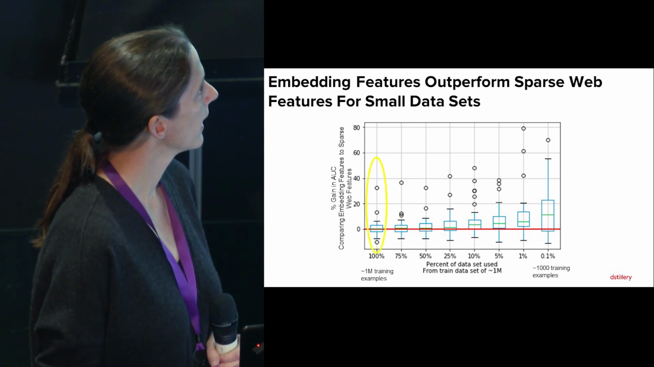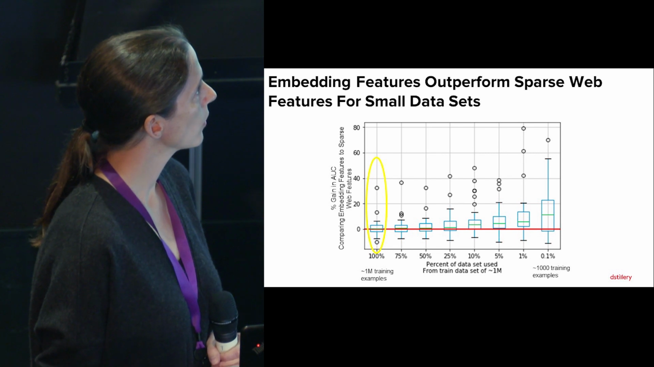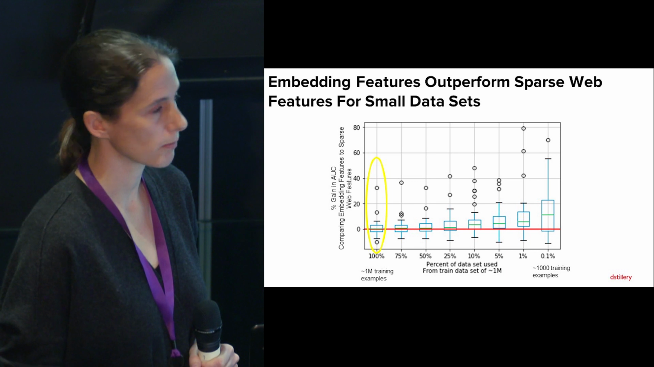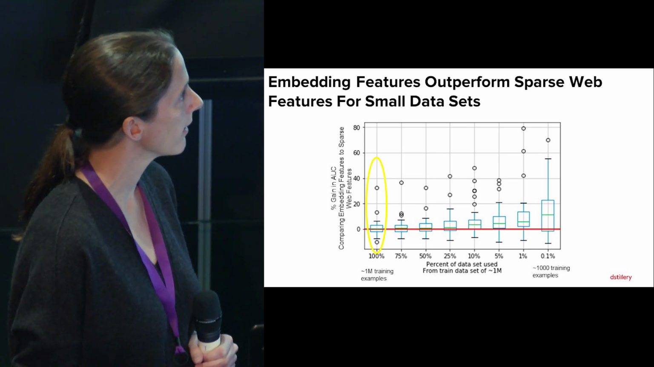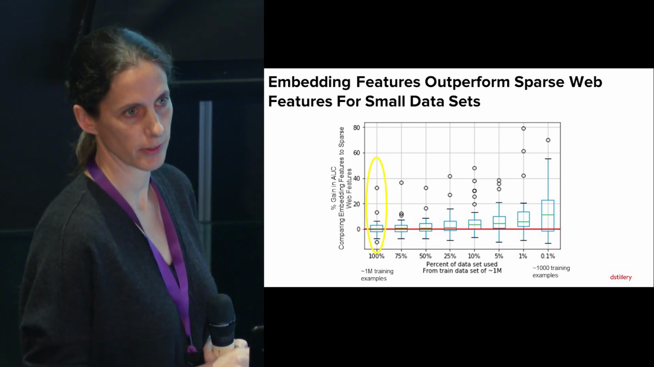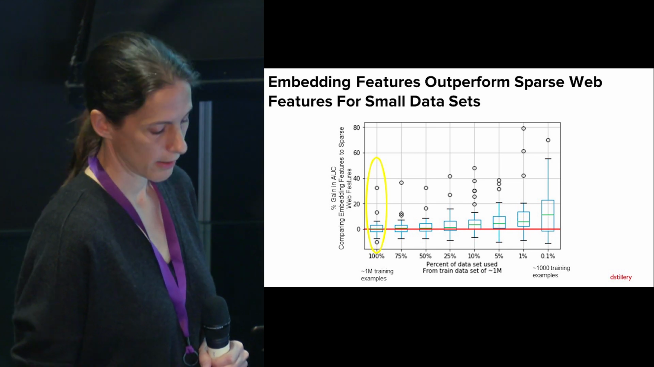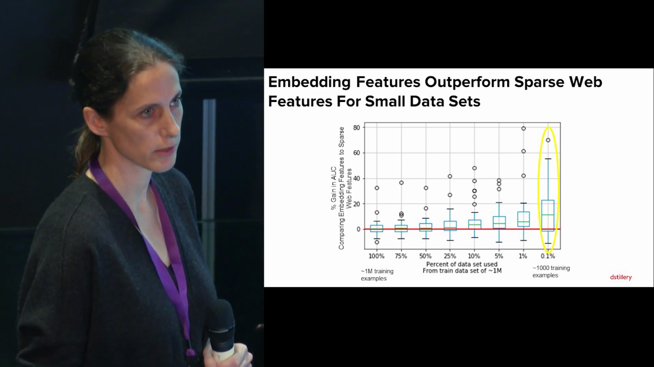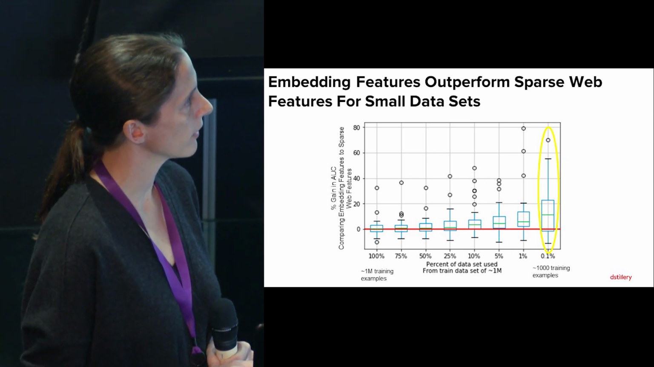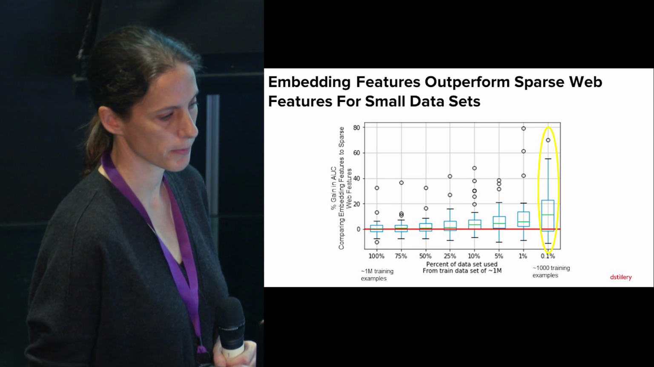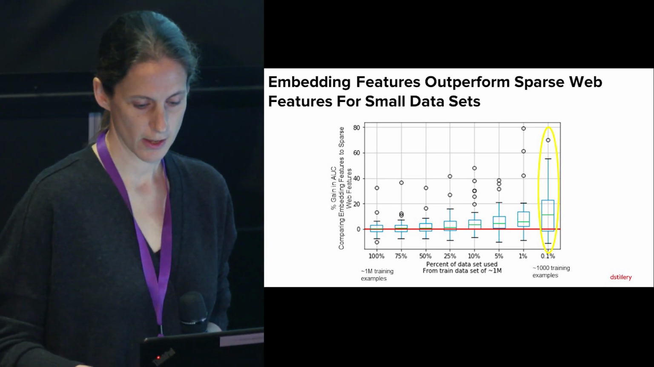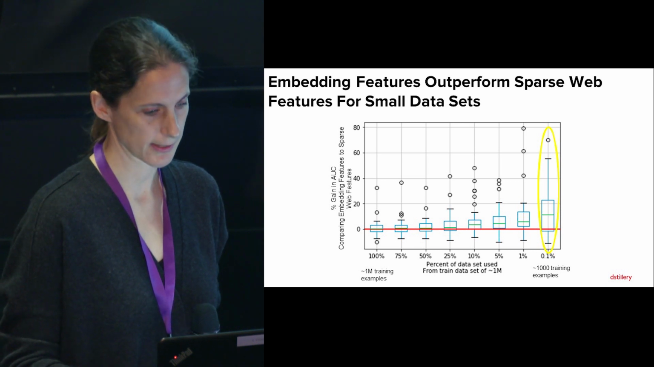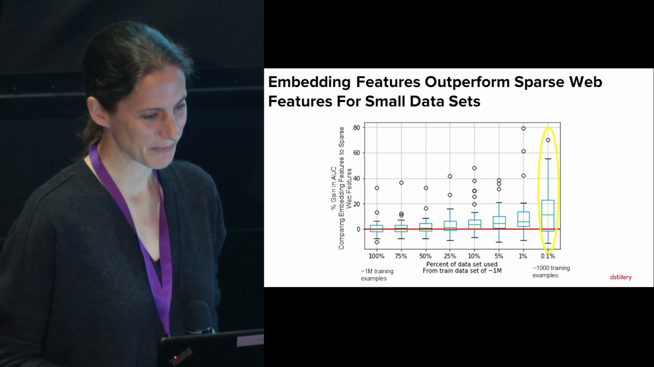Looking at this box plot here, you can see that embedding features perform about the same as sparse web visitation features when you have a lot of data. Usually the models we build have this much data or more. But then if you go down to the number of samples we use when we're modeling survey responders, you can see that the embedding features way outperform the sparse web visitation features. So that gave us confidence that what we're doing makes sense.